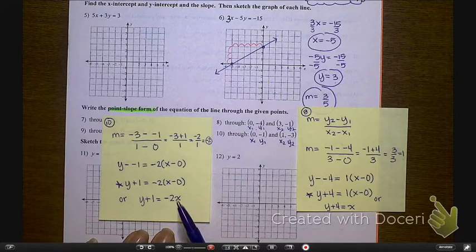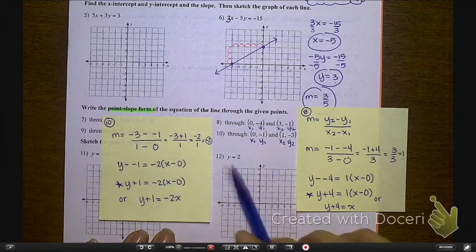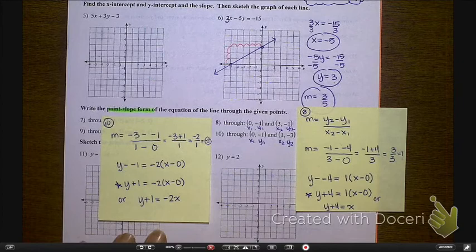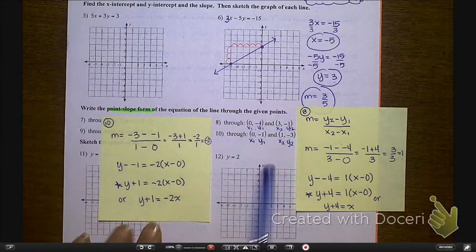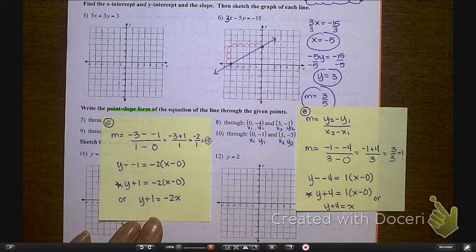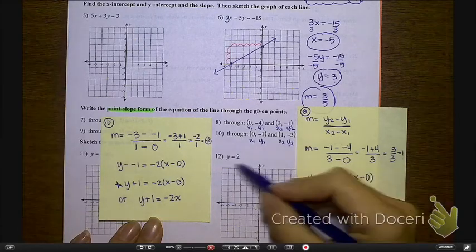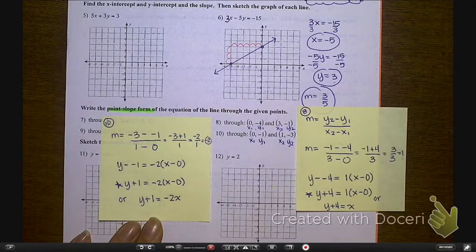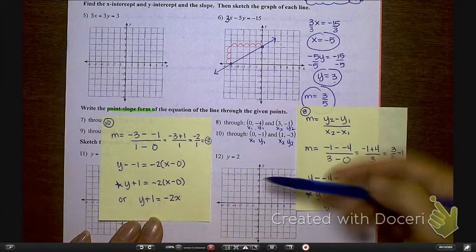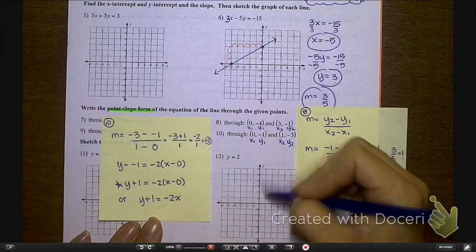Number 12 says sketch the graph of each line. So the line is y equals 2. Okay, this is kind of a funny looking equation, right? Do we have any x's in it? No. There's only a y and a number, right? What this means when you only have y and a number is it means this line has a y-intercept that's 2. Okay, it only has a y-intercept, and because there are no x's, it does not have an x-intercept. So I want you to go on your y-axis and put a point at positive 2.